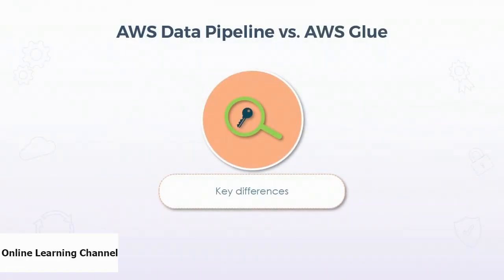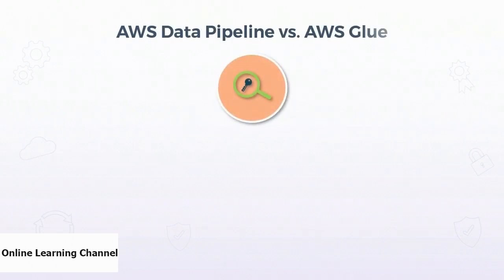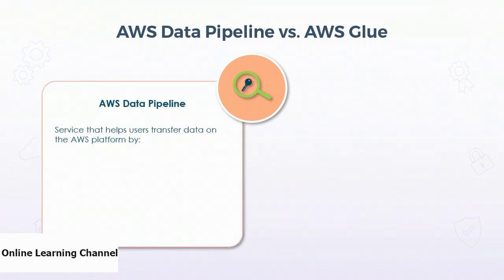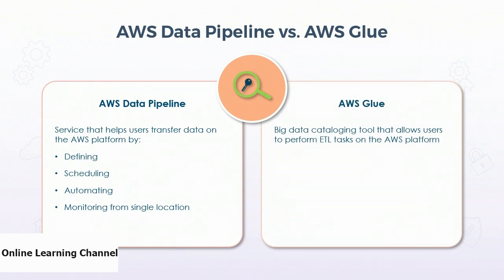In this video, we will understand the key differences between AWS Data Pipeline and AWS Glue. AWS Data Pipeline and AWS Glue are two ETL solutions offered by the AWS platform for users. As we discussed earlier, AWS Data Pipeline is the service that helps users to transfer data on the AWS platform by defining, scheduling, and automating all of these tasks while monitoring them from a single location. Whereas AWS Glue is the big data cataloging tool that allows users to perform ETL tasks on the AWS platform.